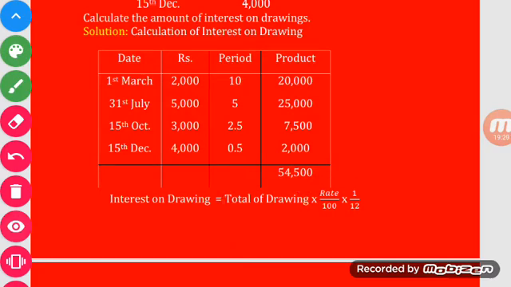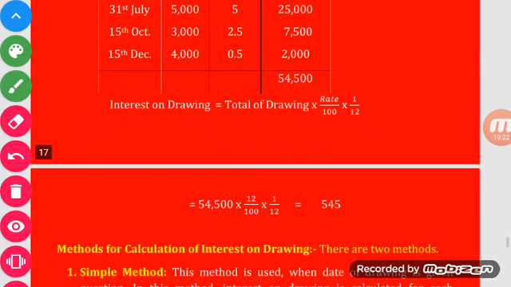So the product amount is 54,500 into rate of interest 12 upon 100 into average time period 1 month, 1 upon 12. Your answer will be 545 as per the product method. I hope you have understood this concept properly, how to calculate interest on drawing when different dates are given in the question. I hope you understand.